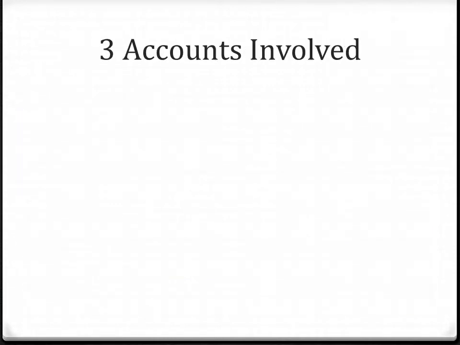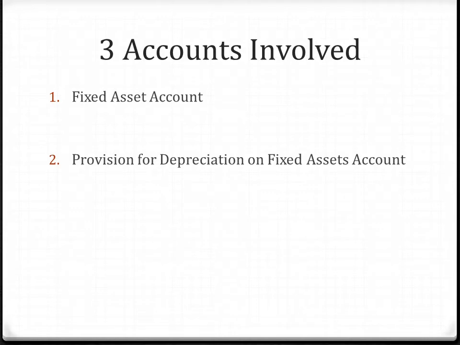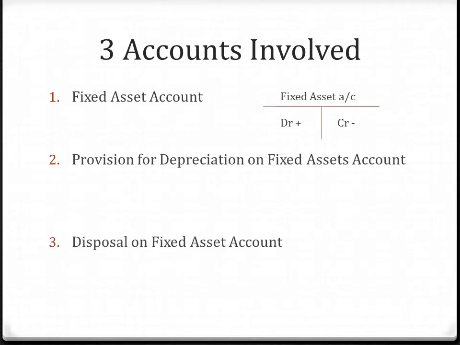There are typically 3 accounts involved in a disposal question. First, you have the fixed asset account, the provision for depreciation on the fixed asset account, and the disposal on fixed asset account. Now, in the fixed asset account, as with all assets, to debit is to plus, to credit is to minus. So more fixed assets on the debit, less fixed assets on the credit.